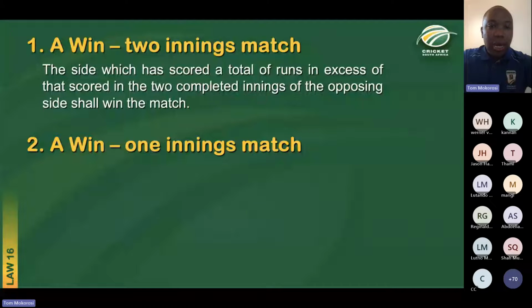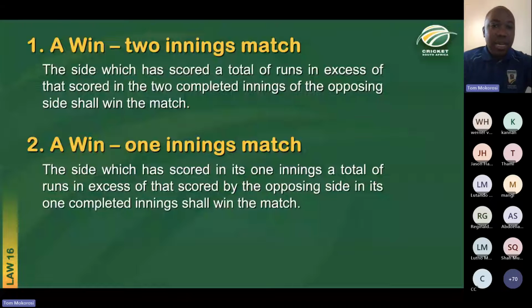What about a win in a 1 innings match? And here we can think of one-day internationals. We've just had a one-day international cricket World Cup completed. And we know that in 1 innings per side matches, there are often limits to the length of those innings. In one-day internationals, it's 50 overs maximum per side. So how is a win achieved? The law tells us that the side which has scored in its 1 innings a total of runs in excess of that scored by the opposing side in its 1 completed innings shall win the match.